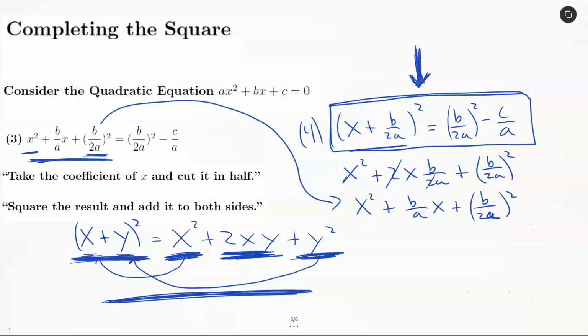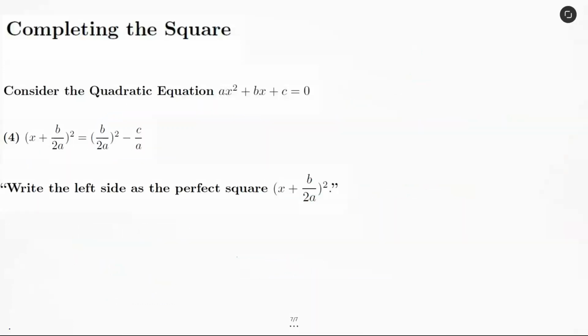On to step 5. So here we have step 4 written out nice and neat. Write the left side as a perfect square. And if you want to work it out, take the first term, square it, add it to 2 times the first term times the second term, plus the second term squared, and you'll go back to step 3. Step 5 is take the square root of both sides.